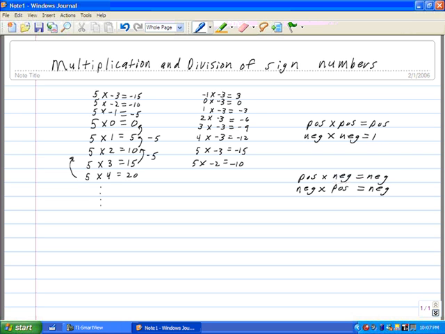So we've just found that a negative times a negative is going to give us a positive result. So we can generalize to say that when we're multiplying one of each, we get a negative result. When we multiply two of a kind, we get a positive result. And we can actually take this generalization just a little bit further.